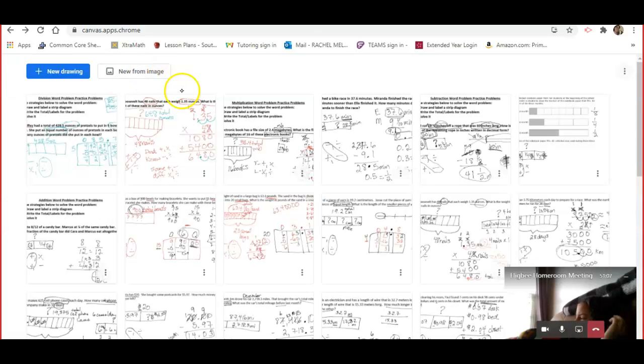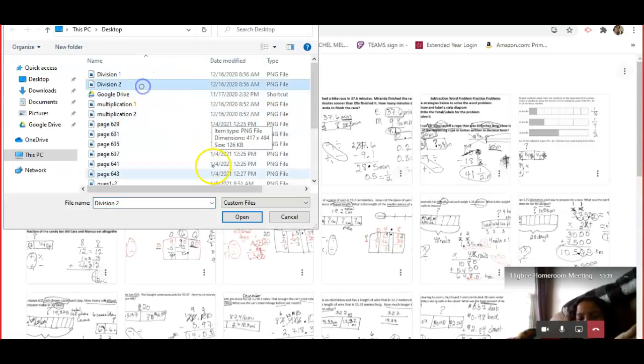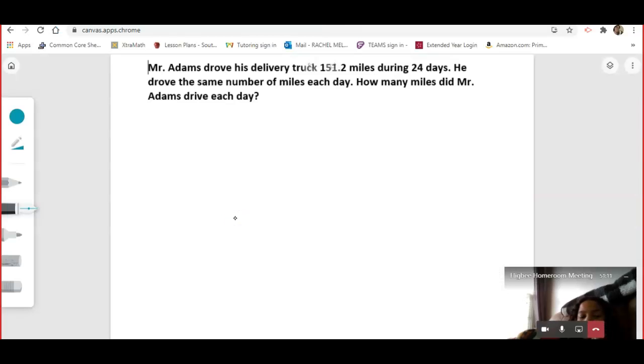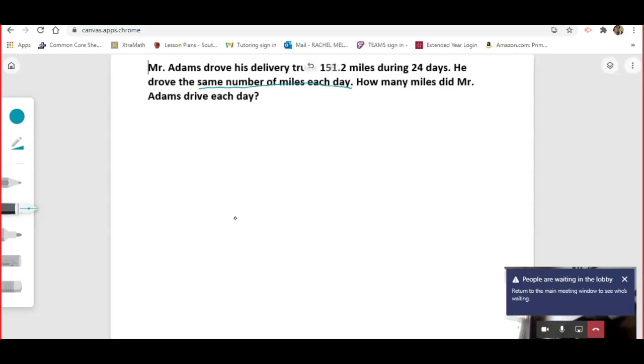All right. Let's go ahead and get our second problem for today. This problem says, Mr. Adams drove his delivery truck 151 2/10 miles during 24 days. He drove the same number of miles each day.